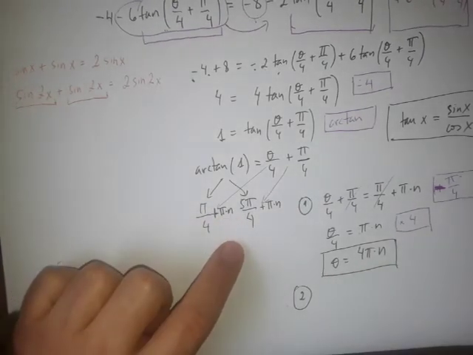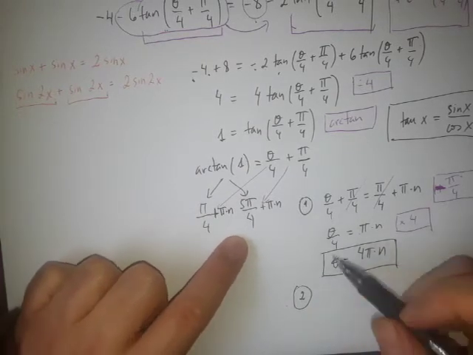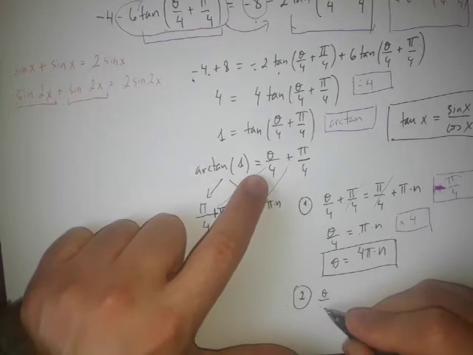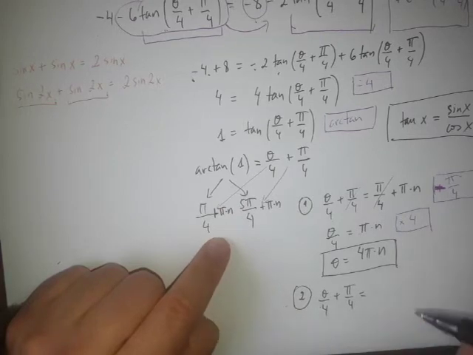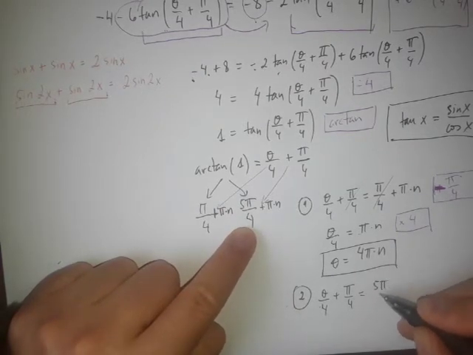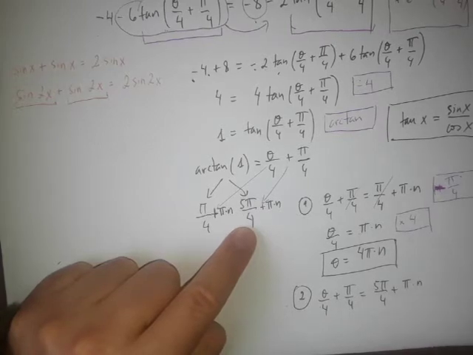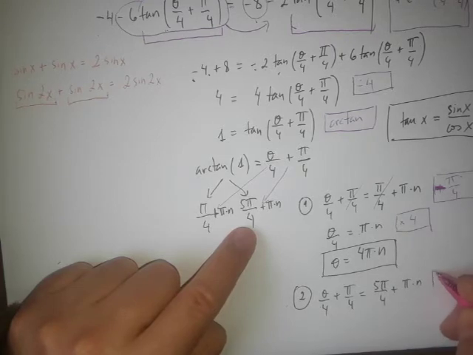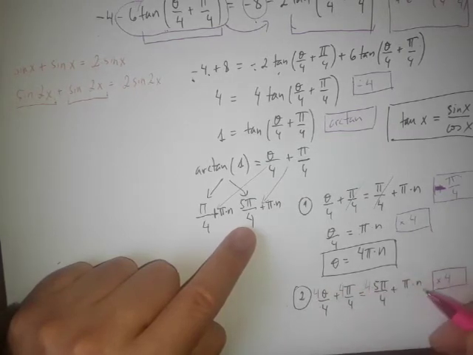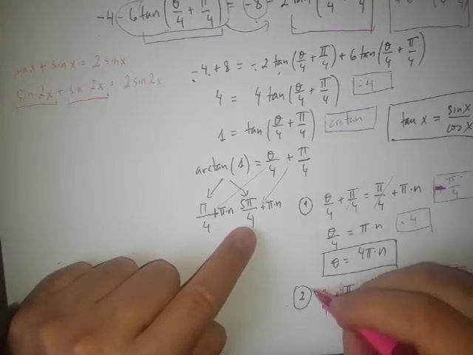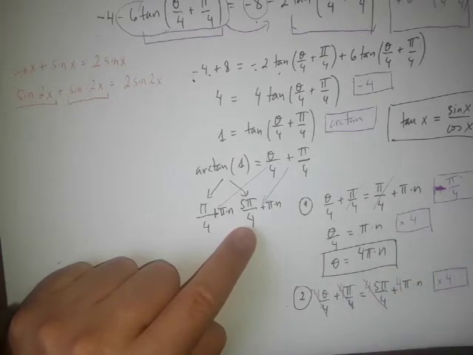For the second one, we're going to do the same thing. We're going to do theta over 4 plus pi over 4 equals 5 pi over 4 plus pi times n, right? And now what we do is, which was what I was going to do for the last one, but I figured out there was an easier way to do it. What I was going to do is multiply everything times 4. So many things are going to cancel out, right? So that's going to be easy.